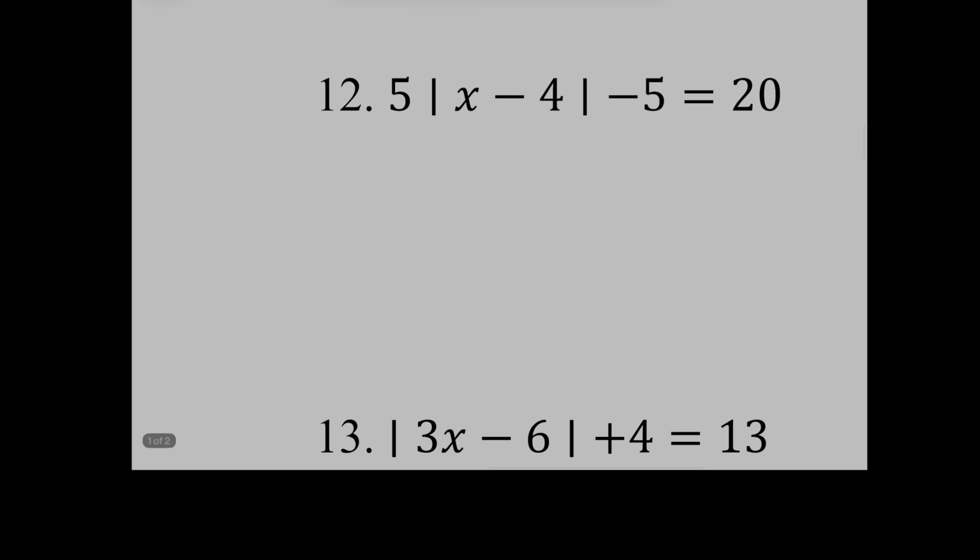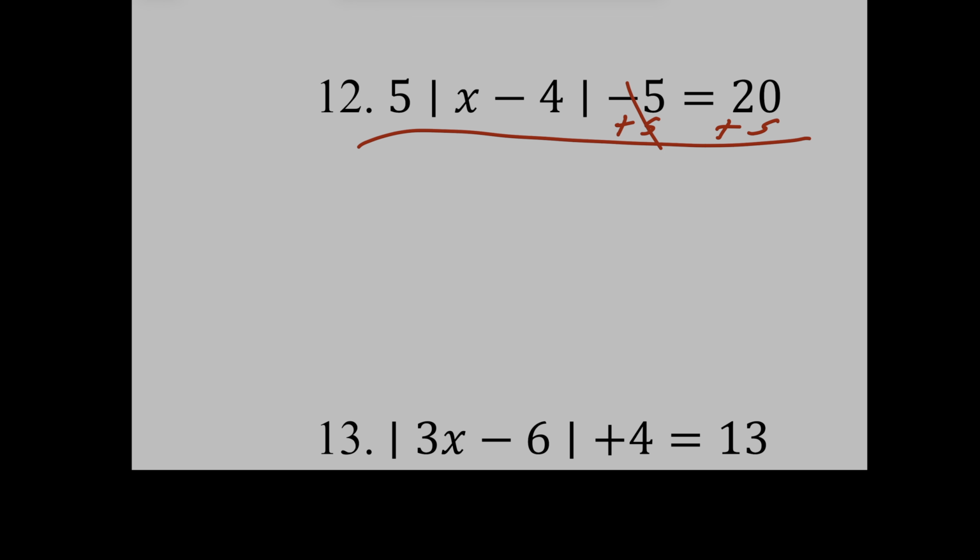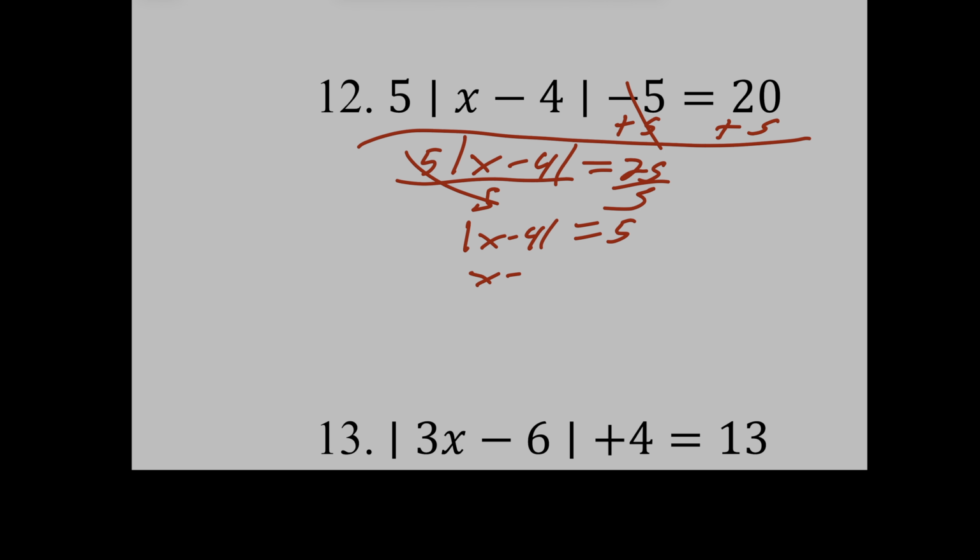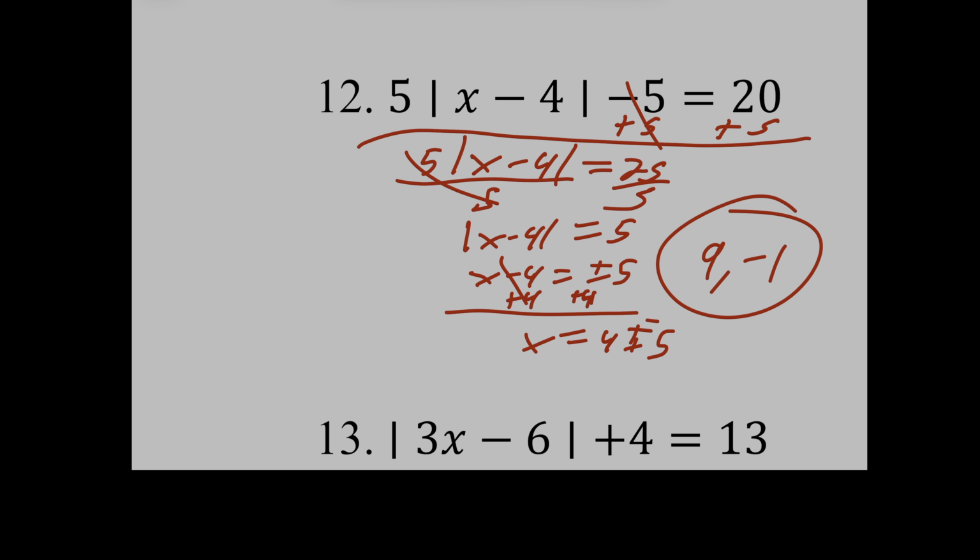All right? Number 12, same thing. I want to get the absolute value by itself. So step number 1 is going to be adding 5 to both sides. Okay, and I'm going to get 5 absolute value of x minus 4 equals 25. Now when you divide each side by 5, you're going to get absolute value of x minus 4 equals 5. x minus 4 equals plus or minus 5. When I add 4 to both sides, boom, boom, boom, you're going to get x equals 4 plus or minus 5. What is 4 plus 5? That would be 9. How about 4 minus 5? Well, add a line, change the sign. It's a negative 1, and that's one way to do it.